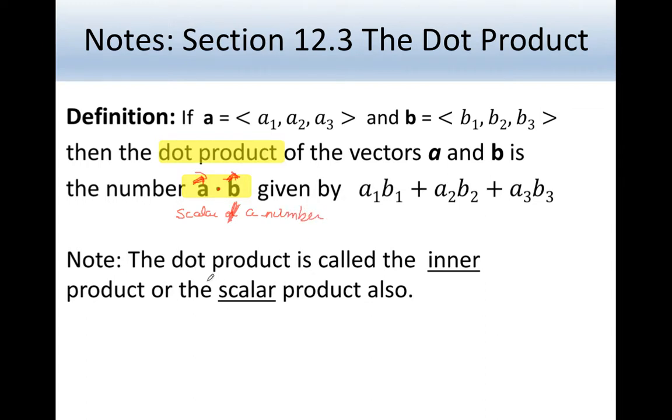So sometimes the dot product is called an inner product. I don't use that much, but I think your book does. So the inner product, or the scalar product, I use that more. I think of the dot product as a scalar product.